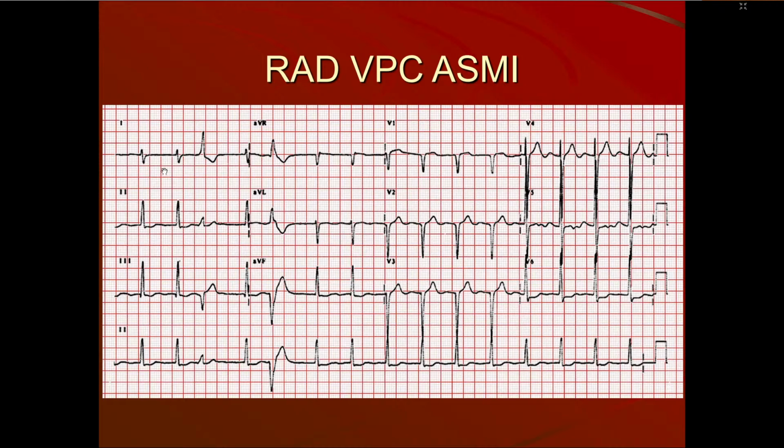Now you should think, once you have rate, rhythm, axis like that, always think like that. Now the axis has deviated to the right side. Let us find the cause of RAD. Look in V1 to V6. There is no progression of R waves from V1 to V3. Q wave, Q wave, Q wave in V1, V2, V3. So this is anteroseptal MI. So maybe this is a recent anteroseptal MI.